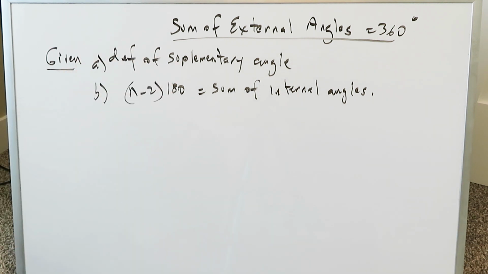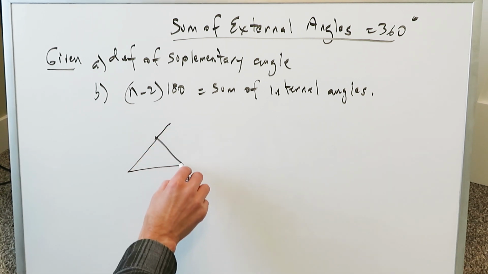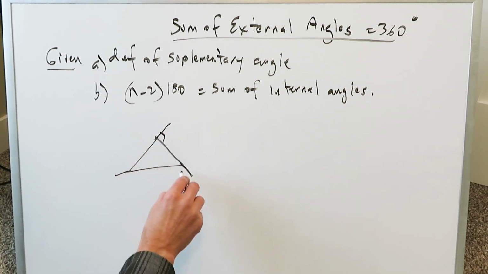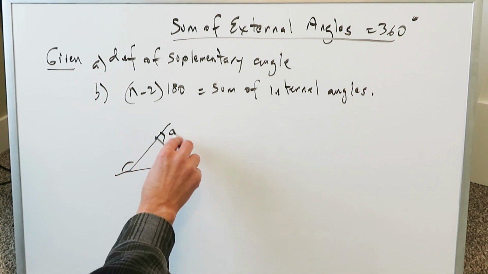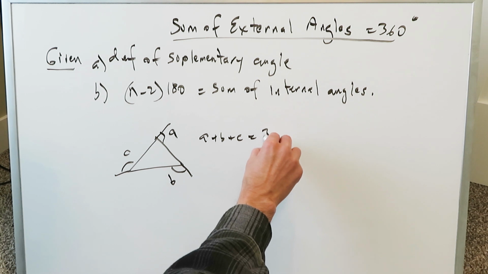The sum of the external angles for any polygon is always equal to 360 degrees, no matter the number of sides of that polygon. If you were to take a triangle and look at all of its external angles, in the same direction, all of these external angles A, B, and C, A plus B plus C, they'll equal 360 degrees.